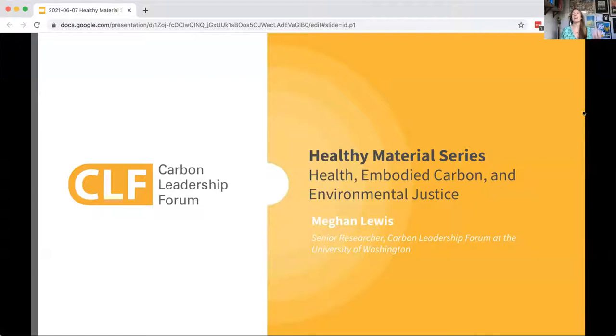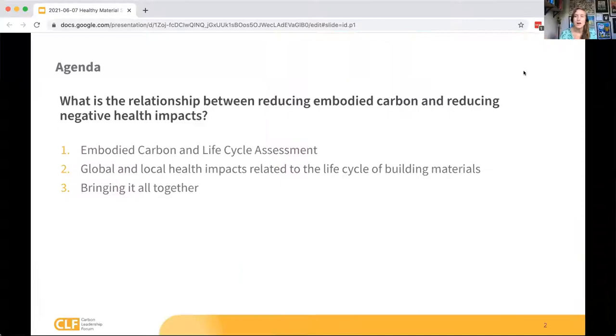So as I've already been introduced, my name is Meghan, and I'm a senior researcher at the Carbon Leadership Forum at University of Washington. I love attending events like this that are hosted by the Carbon Leadership Forum network, such as the ones in San Francisco and LA. I'm based out of the University of Washington, what some people call CLF National. So I like to clarify that.